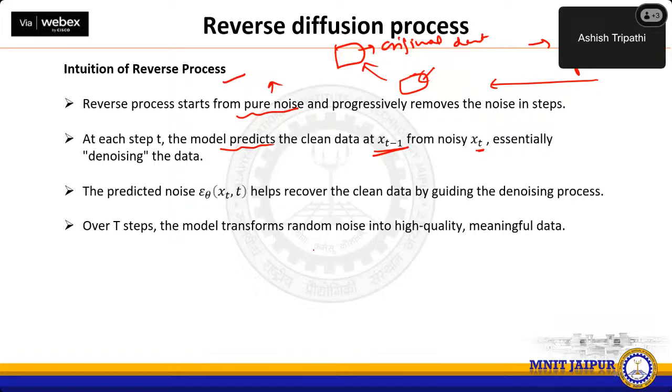So prediction of the clean data is nearly equal to prediction of the noise. If I am able to predict the noise, then I can predict the clean data by removing the noise from that noisy data. Again, clean data x of t minus 1 is not the actual data that I want. This is the clean data at a particular timestamp t minus 1. And this predicted noise helps us recover the clean data by guiding the denoising process. Over the t steps, the model transforms random noise into high quality and meaningful data. This is my ultimate objective.